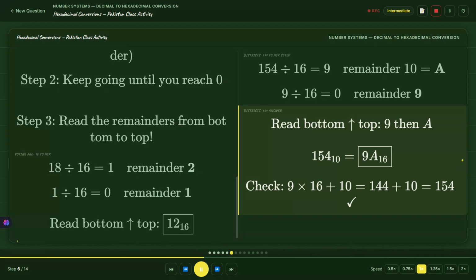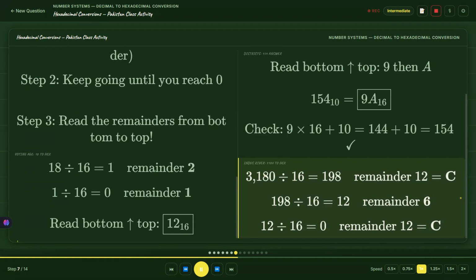Reading from bottom to top, we get 9 then A. So 154 equals 9A in hexadecimal. Let's check. 9 times 16 is 144, plus 10 is 154. That's right.